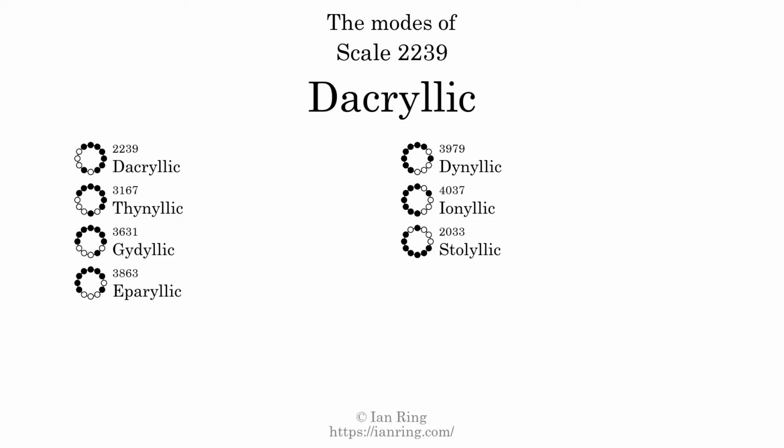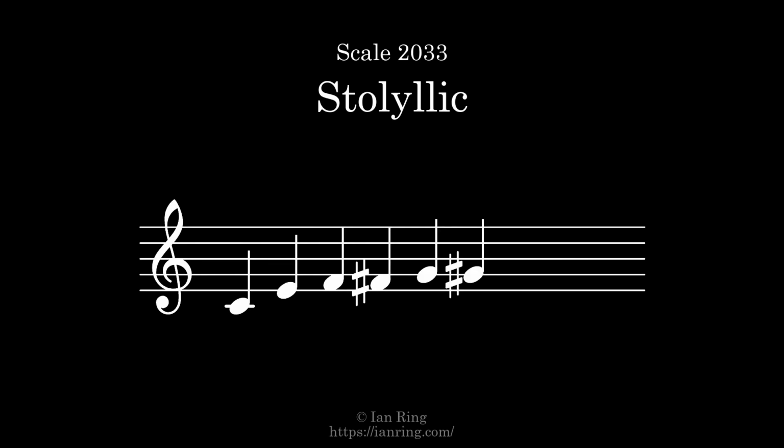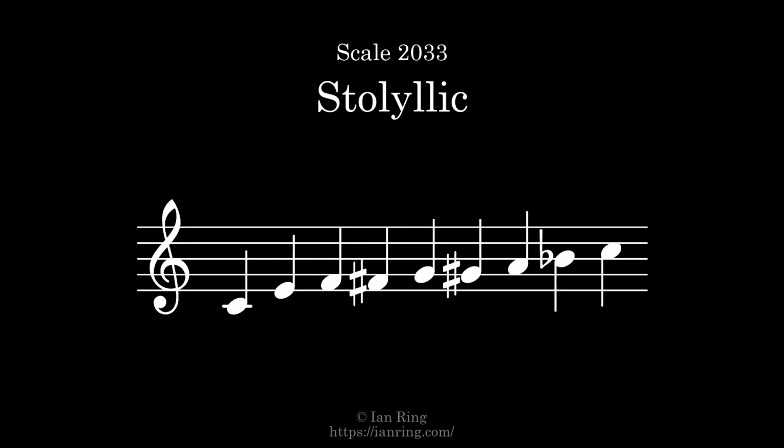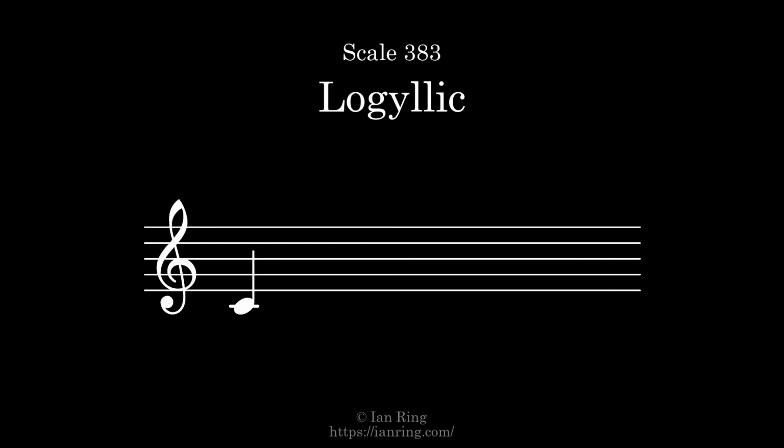The seventh mode is scale 2033, also known as Dacryllic. It sounds like this. The eighth and last mode is scale 383, also known as Dacryllic. It sounds like this.